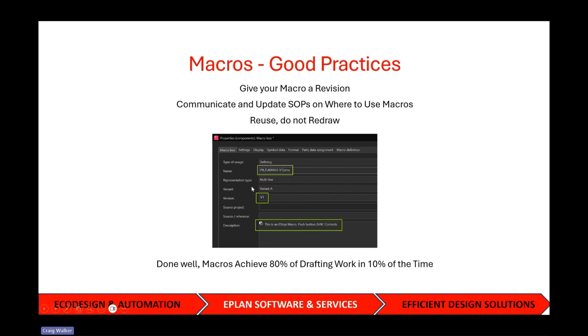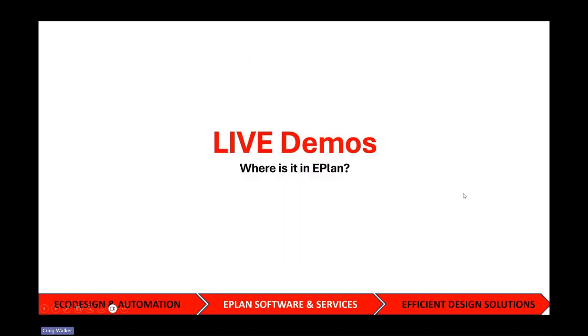If you don't, it will tend not to be used and you'll waste the time creating it. And again, communicating what macros are available and where they can be used. Done well, a macro archive achieves 80% of your drafting work in about 10% of the time. So you can really smash out that drafting time by good macro use.